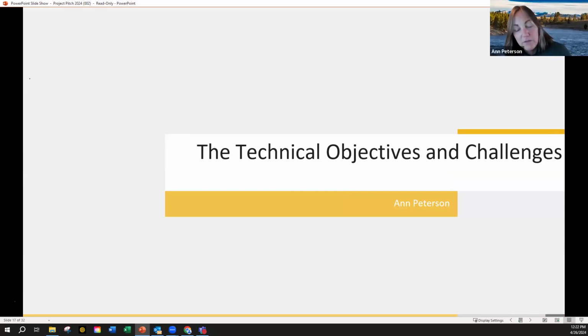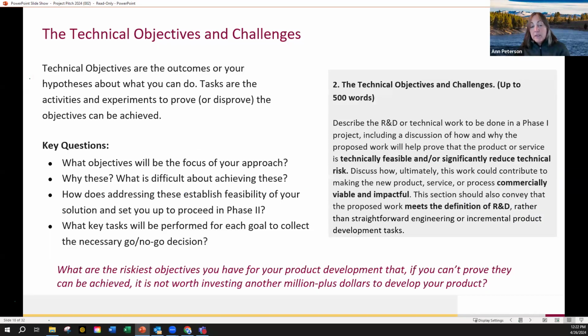That's me. So the next section is talking about this. This is perfect. So thanks, Melissa, because what Melissa just said is going to be really important.